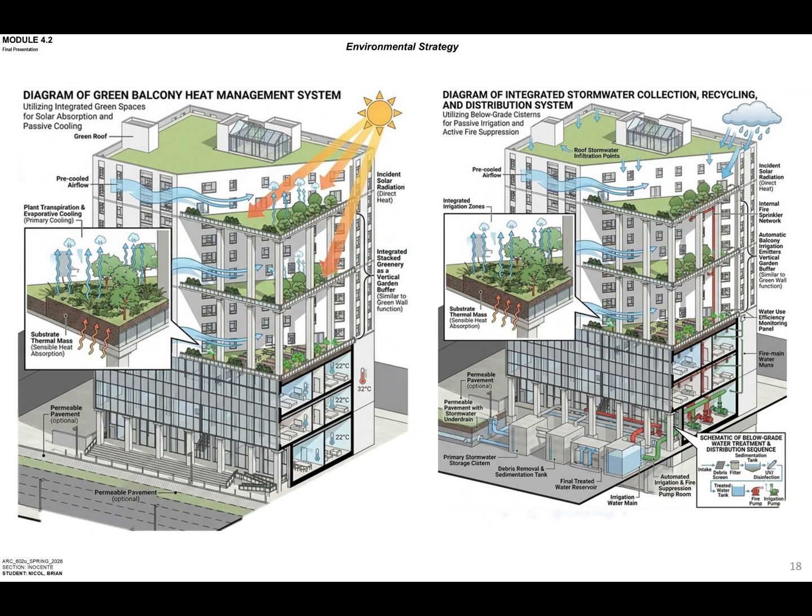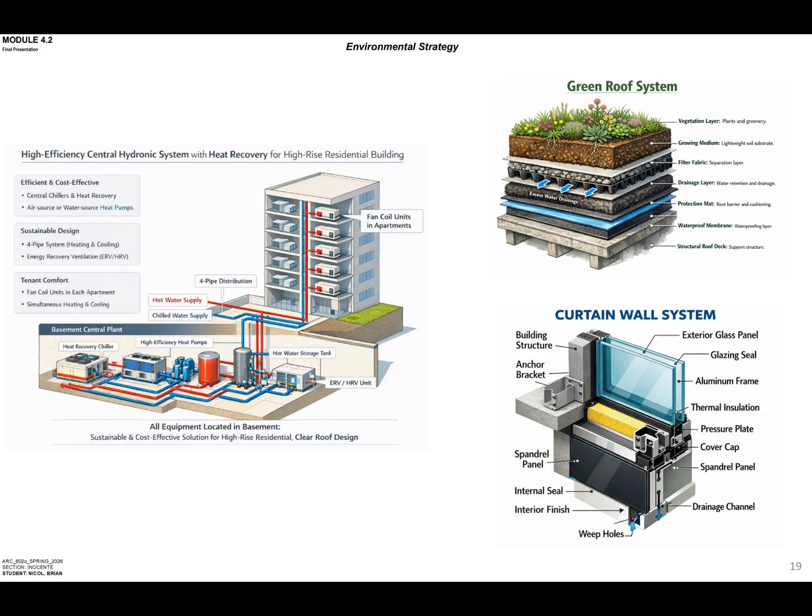Furthermore, we're looking at other environmental strategies, like using the balcony for the terraces as a heat management system by using the green to absorb some of the sunlight, and then as well use it as a stormwater retention area for fire protection and stormwater reuse. Then looking at a few more typical systems like the green roof system and how that works together from the top to down all the way down to the structure and the concrete.